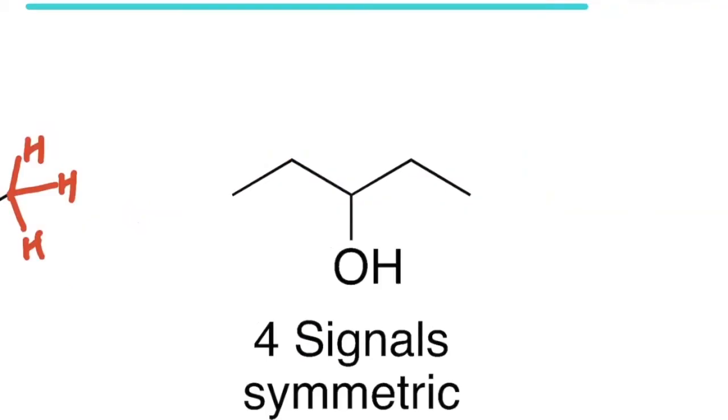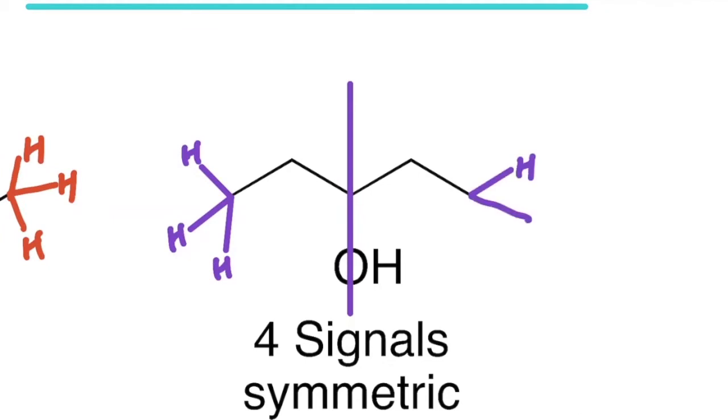Now we start to see symmetry. This one is symmetrical, which is going to show a little bit different. 3 hydrogens here, but on this side, these 3 hydrogens are going to behave similarly. So all the purple hydrogens in the compound that I'm showing here are going to show the same peak.